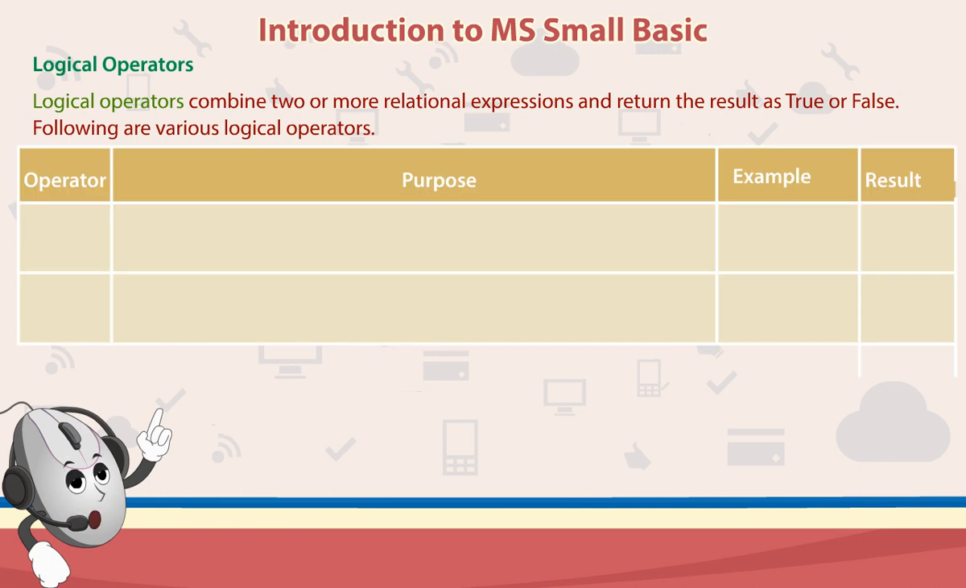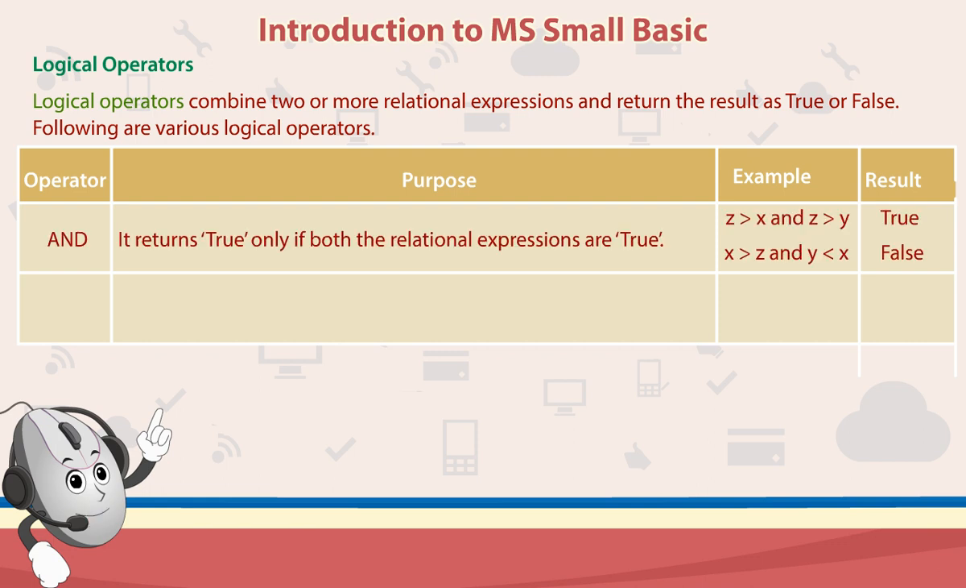Operator, purpose, example, result. And. It returns true only if both the relational expressions are true. z is greater than x and z is greater than y. True. x is greater than z and y is less than x.